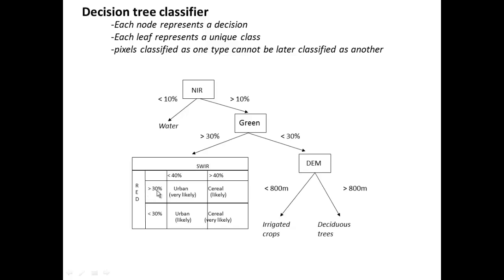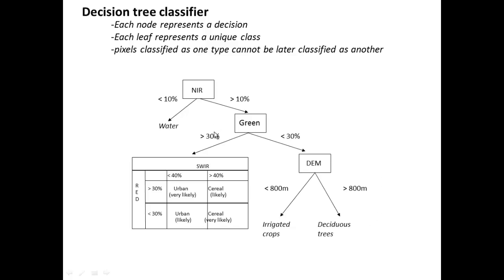Subsequently, we can ask a bunch of questions about reflectance in the red or reflectance in the shortwave infrared. And if we've come into this arm, we'll actually bring in a digital elevation model, a DEM, and ask, is that pixel less than 800 meters? If so, it's probably an irrigated crop, some farmland. If it's greater than 800 meters up in the mountains, it's probably a tree.